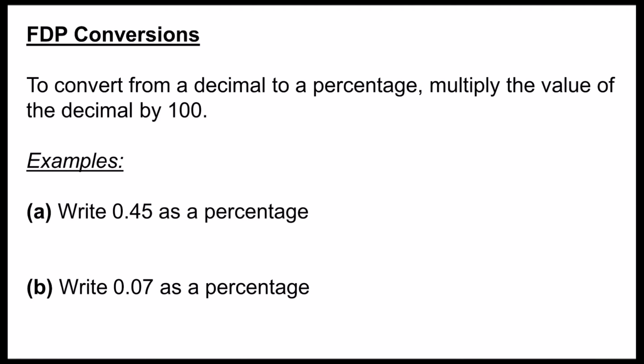To convert from a decimal to a percentage, you simply multiply the value of the decimal by 100. This is obviously the inverse of converting from a percentage to a decimal. In my first example, I'm asked to write 0.45 as a percentage. So I take the value of my decimal, 0.45, and multiply it by 100, and that gives me an answer of 45%.